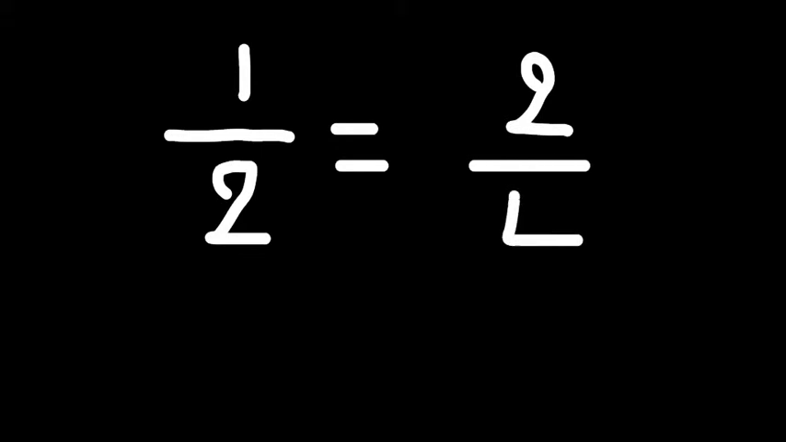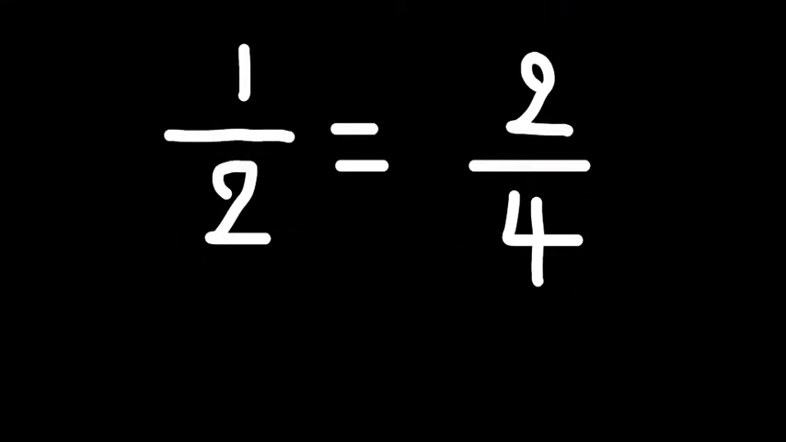Let's take two fractions, for example, that equal each other: 1 over 2 and 2 over 4. Okay? Since you guys are very good with fractions at this point, it's safe to say that 1 over 2 equals 2 over 4. Why? Because 1 is half of 2 and 2 is half of 4.